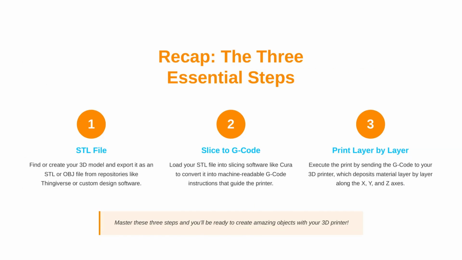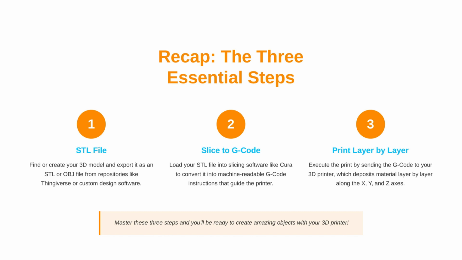Recap: the 3 essential steps. Having examined the common failure modes, we must now return to the core procedural sequence that defines the fused deposition modeling workflow. The entire process is a 3-stage pipeline, beginning with the digital representation of the object. Stage 1 involves the acquisition or creation of a geometrically closed, manifold model, typically encoded in the STL or OBJ file format, which triangulates the object's surface geometry.